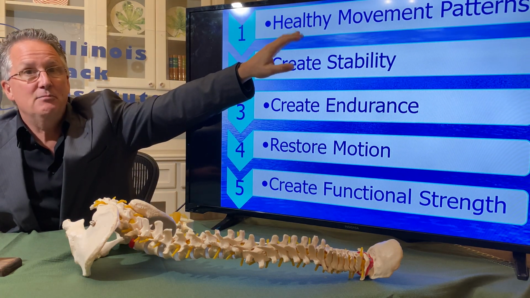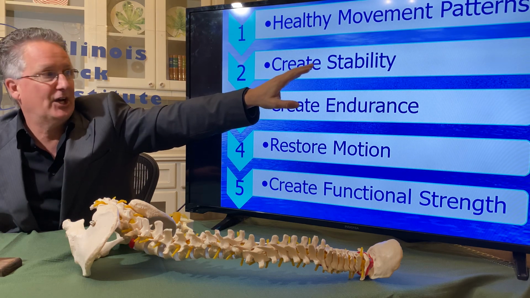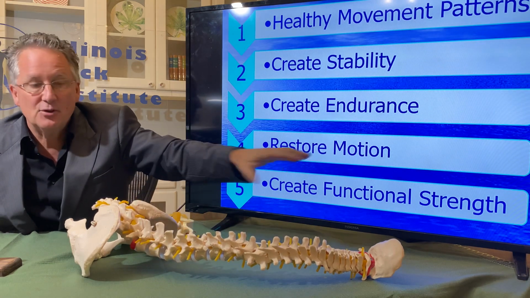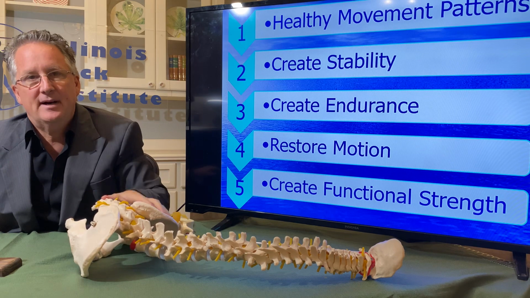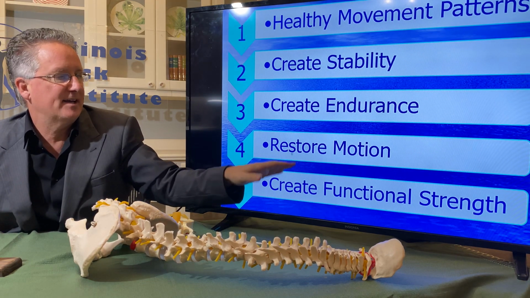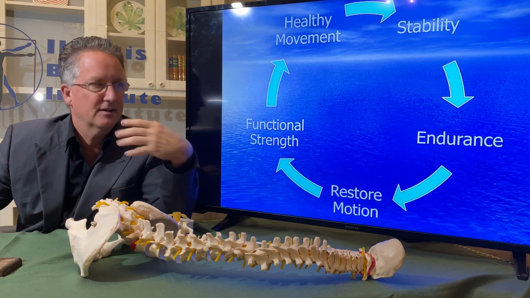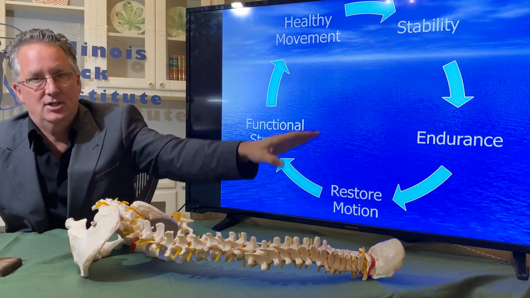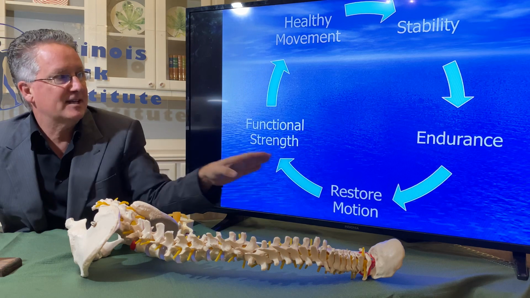You have to have healthy movement patterns. We have to start with the healthy movement patterns. We have to create the stability, okay, and then we have to create the endurance in the spine, and then we restore the motion to the hips. Fix the bias of the hips, fix the bias of the spine, and create functional strength. Get the whole process going in the right direction. Healthy movements, create the stability, the endurance, all the things necessary.